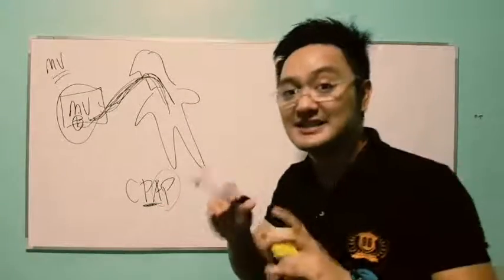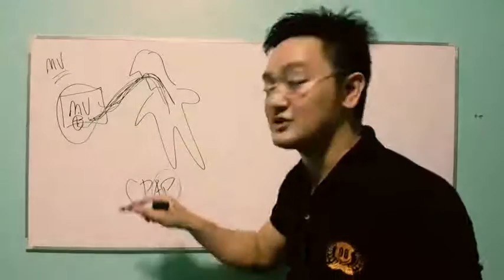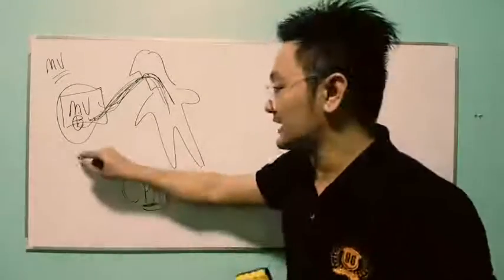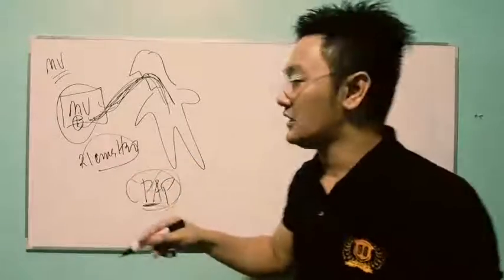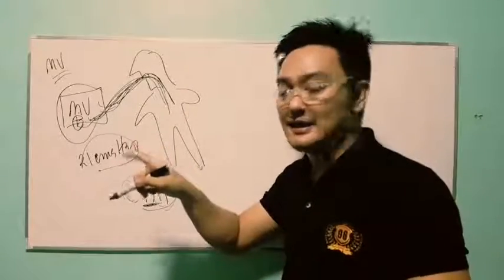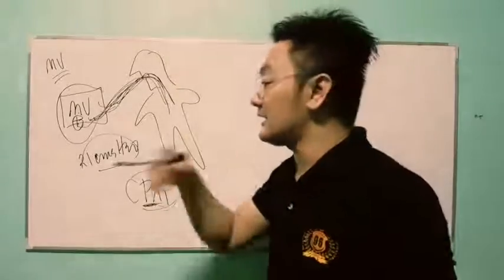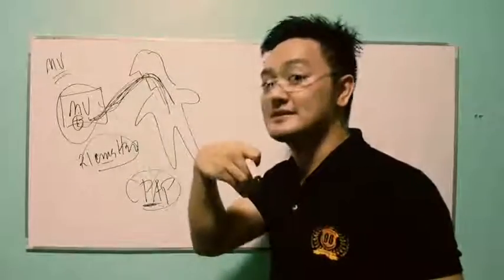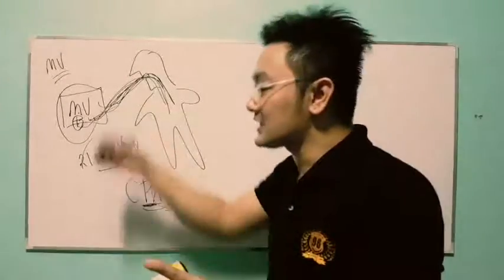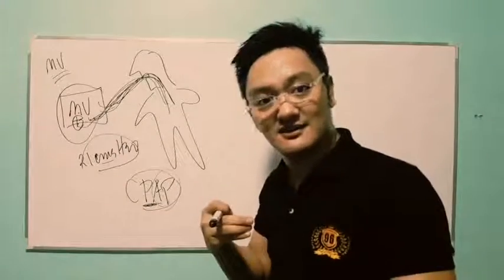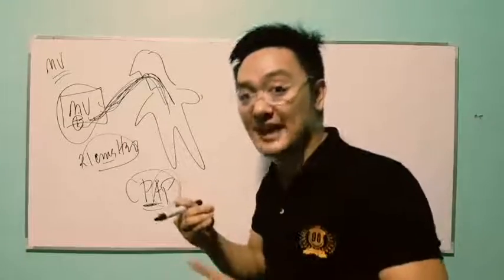Let me give an example. Let's say the machine is set up to CPAP and the pressure is 20 centimeters water. This is just an example. So when I inhale, the machine pushes air into my lungs and delivers a pressure of 20 centimeters water. When I exhale, the machine still pushes air inside. Can you follow? So there's a continuous delivery of air even if you exhale.